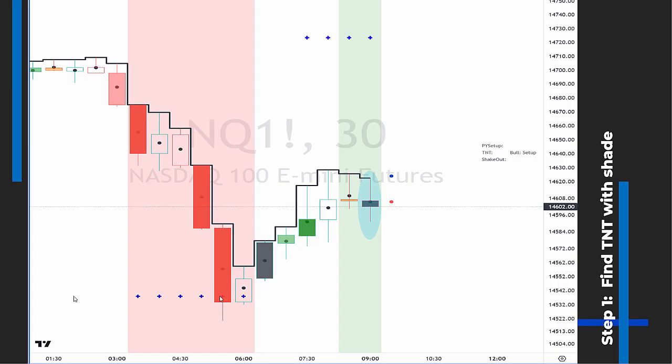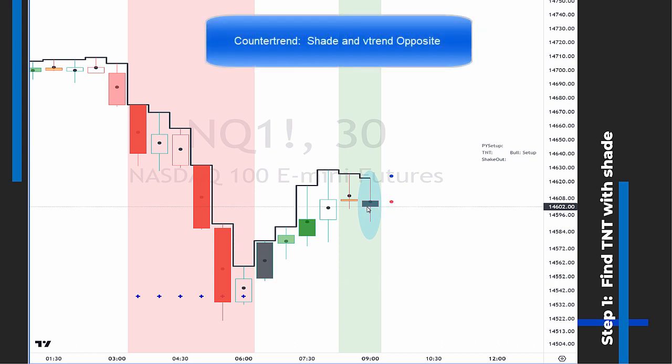Let's step through an example. Step 1 is to find a TNT with a shade. Once you found that, now you're going to proceed forward. In this example here, the shade, which is green, is opposite of the V trend, which is bearish. So this is counter trend. If the V trend was in the direction of the green shade, this would have been the ideal TNT strategy, which we just discussed in Module 5. So the only difference between Module 5 and 6 here is that this V trend is opposite of the green shade.